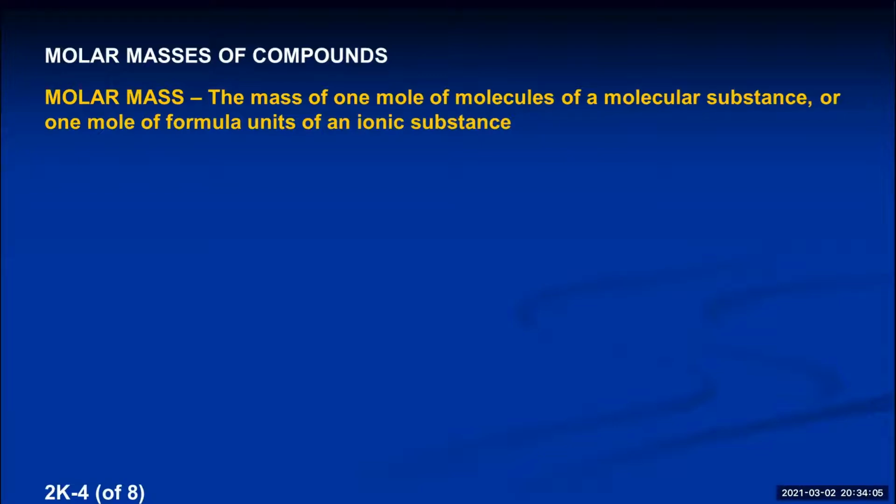So we're going to show you how to calculate the molar mass of a compound, the mass of 1 mole of molecules, if it's a molecular or covalent substance, or 1 mole of formula units. The empirical formulas of ionic compounds are called formula units. What's the name of this compound?